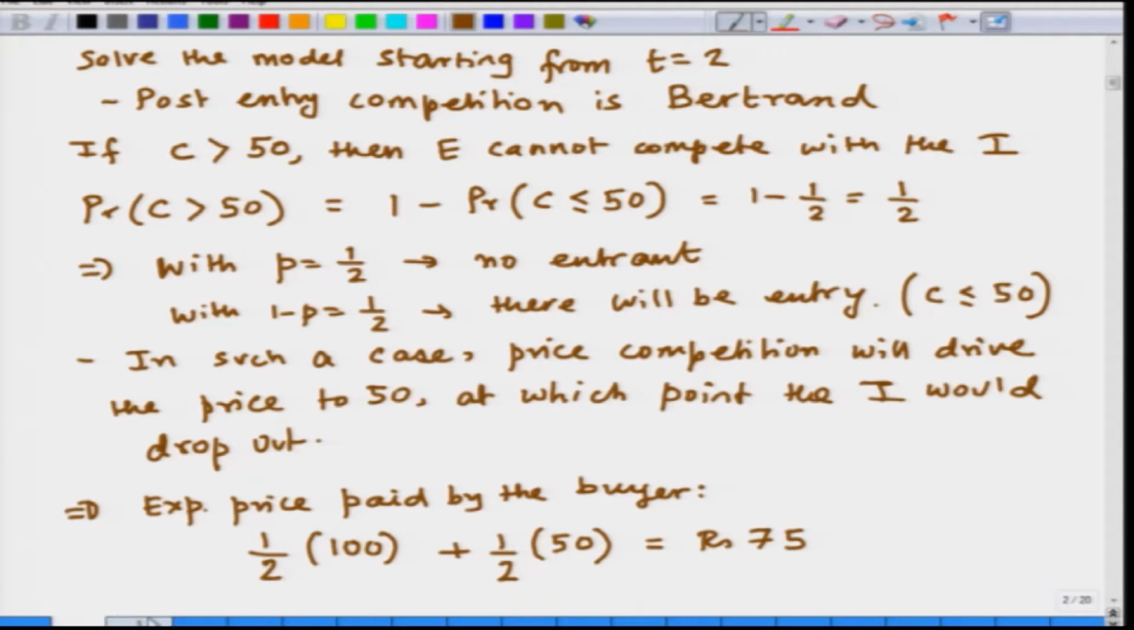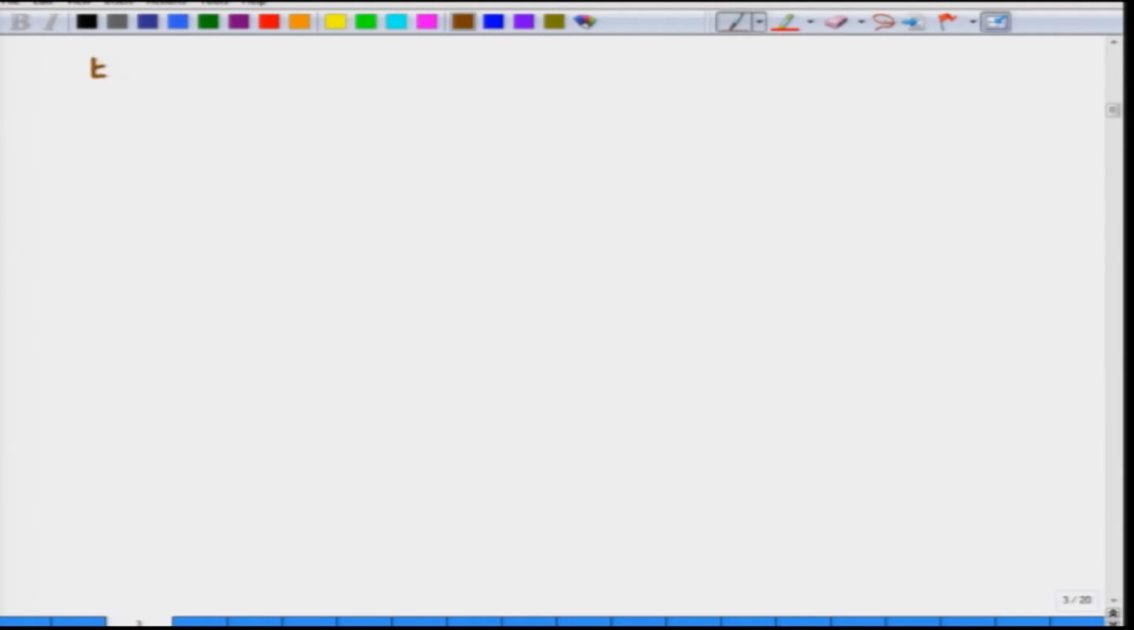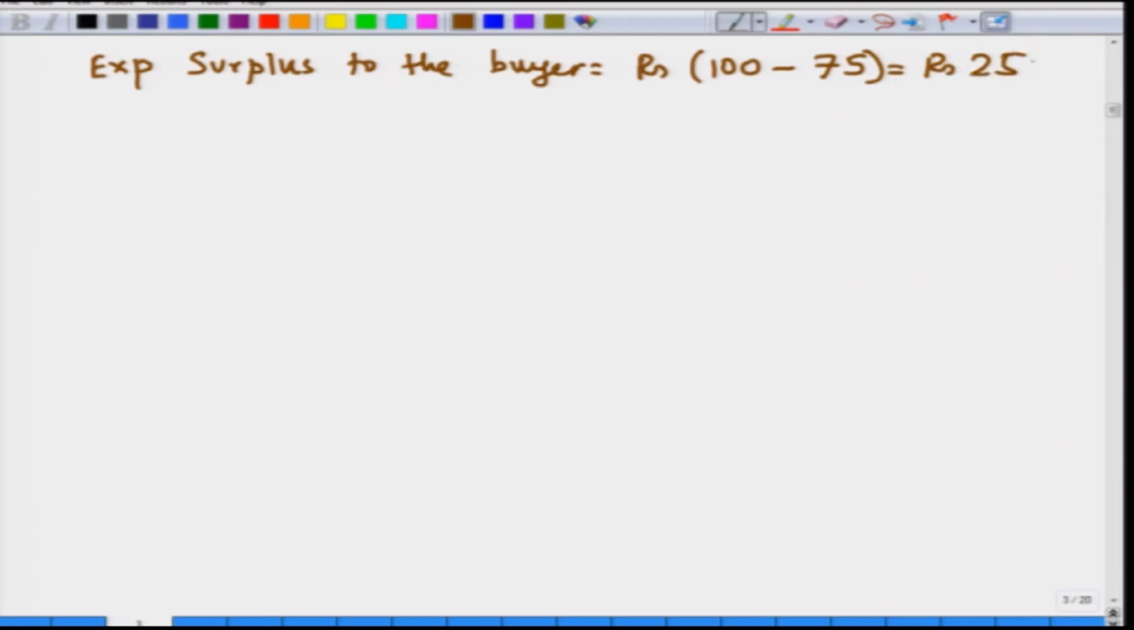75. Given that the willingness to pay of the buyer is rupees 100, this means that the expected surplus to the buyer is essentially rupees 100 minus 75, which is rupees 25, right. So, the willingness to pay of the buyer is 100, the expected price that the buyer is going to pay is going to be rupees 75, which means that the expected surplus is going to be 100 minus 75, which is going to be equal to rupees 25.